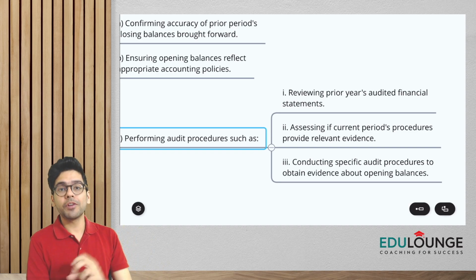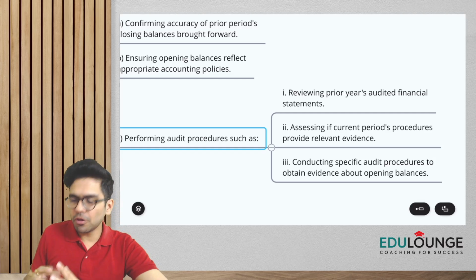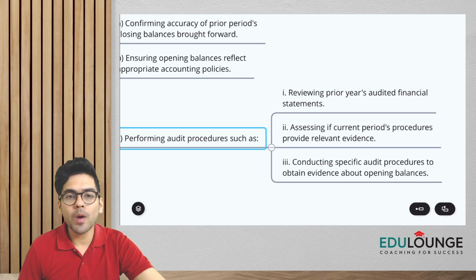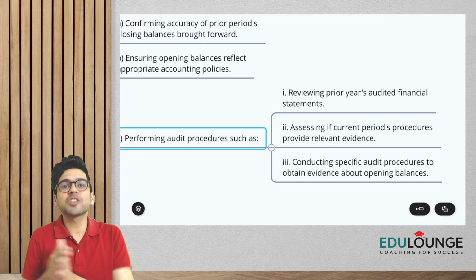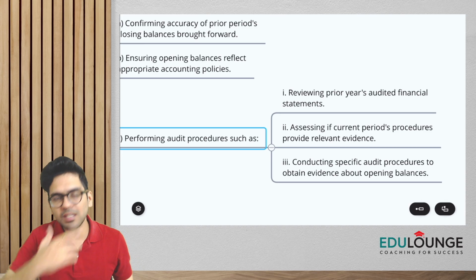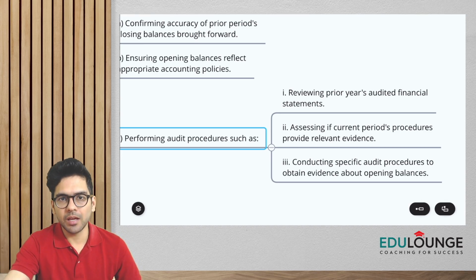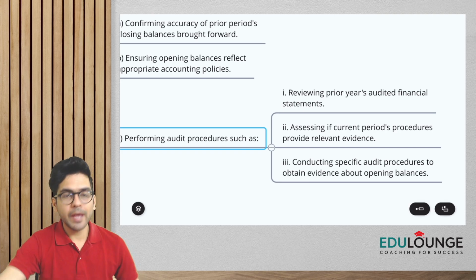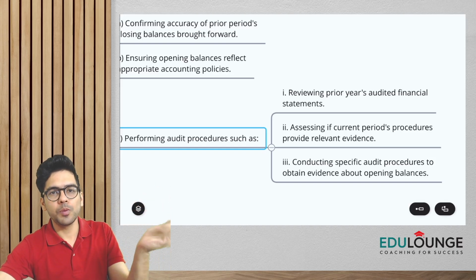Then, very important, two points. Assess, guys, whether the current period's procedures provide relevant evidence. Let's say we are checking the cash payments of this year. I'm the auditor of the current year. I'm checking the cash payments, and I see that 3 lakh rupees has been paid to a person called Mr. A around 20th of April. And then I see the closing balances of the last year. Oh, there is a debtor of 3 lakh rupees. So what has happened?